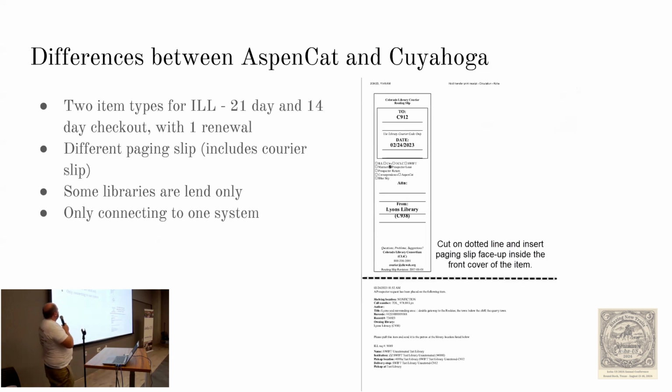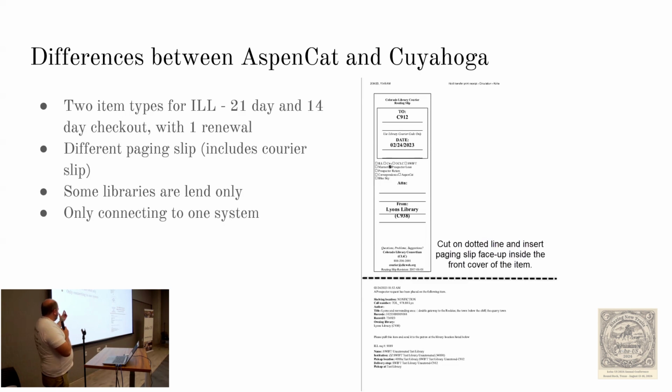So a couple of differences between Astrocat and Cuyahoga. We have it simple. We only do 2 item types. So we have a 21-day checkout and I think I put a 14-day checkout. I think it is actually a 7-day checkout. And that has a certain rule of just 1 renewal. So that makes things a lot easier to manage on our end.